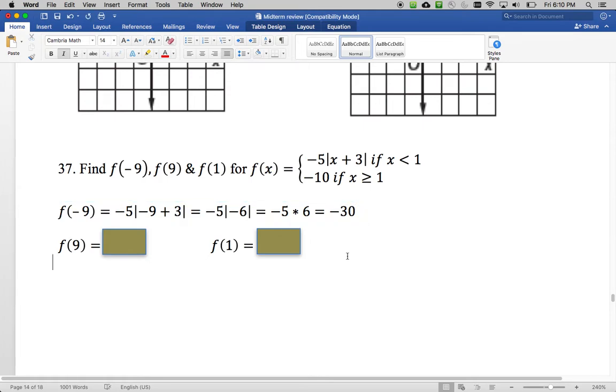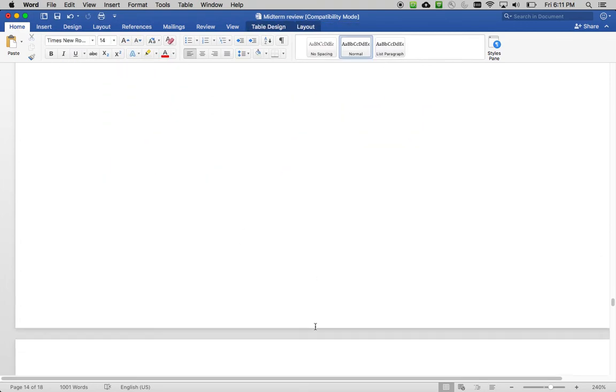-30. All right. And then if x is 9, then your x value is greater than 1. So your value is just going to be -10. Notice at this time x is 1, and because the equal line is down here, then if x is 1, it's also going to be -10.